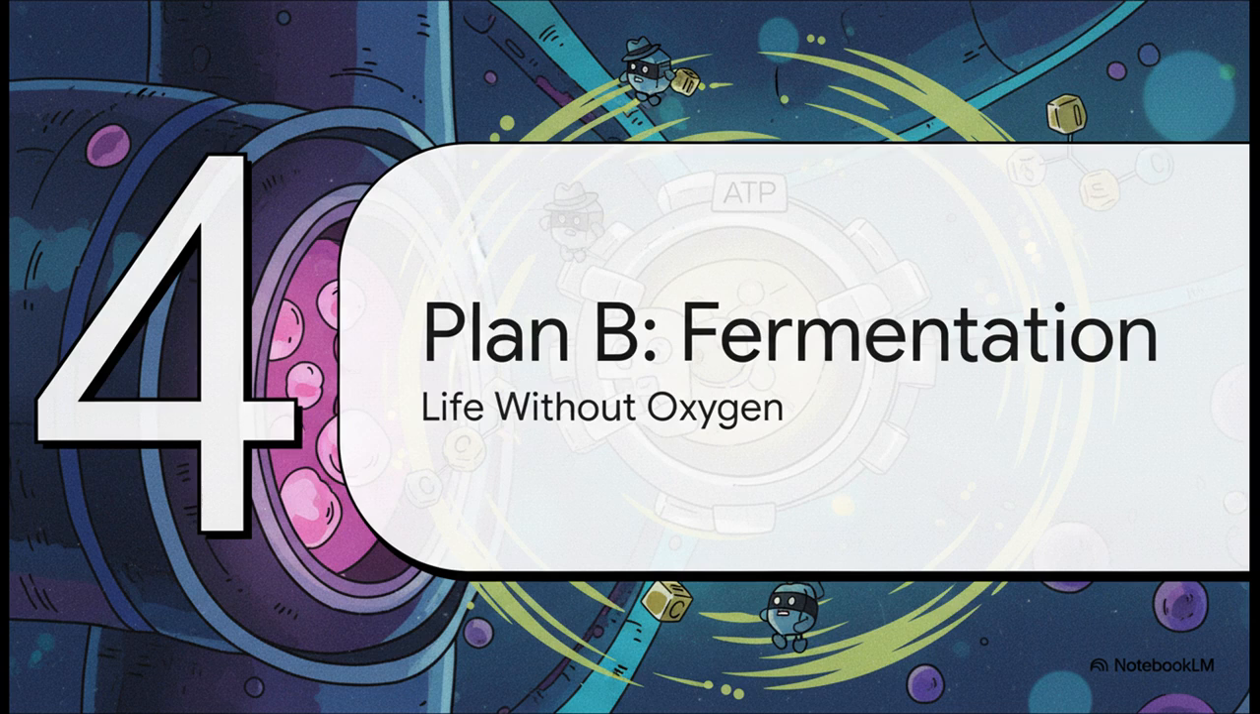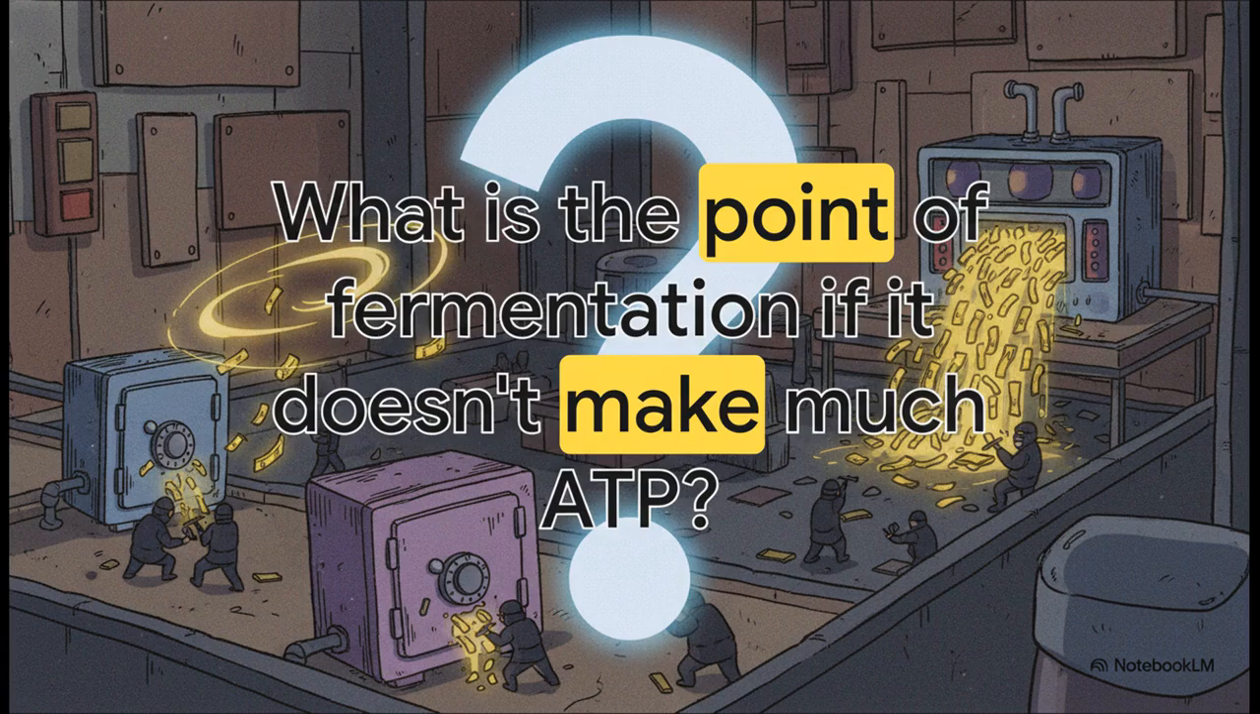But what happens if our cleanup crew, oxygen, doesn't show up for its shift? What if you're exercising so hard you can't breathe fast enough? Well, without that final electron acceptor, the whole high-tech electron transport chain just backs up. It's like a traffic jam. It grinds to a complete halt, and now our getaway cars have nowhere to unload their cargo. So, when oxygen isn't around, the cell has to switch to plan B. It resorts to a backup plan called fermentation.